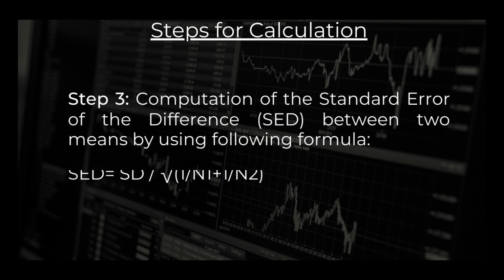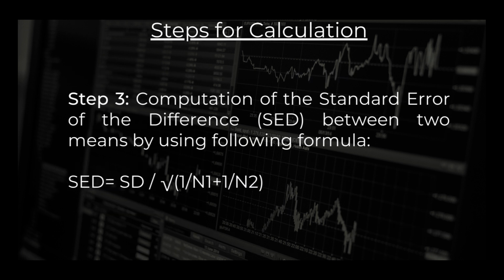And step 3 is the computation of the standard error of the difference between two means by using the formula. The standard error of the difference is equal to SD into the square root of 1 upon n1 plus 1 upon n2. So with the help of this formula we can calculate the independent sample t-test between the two means.